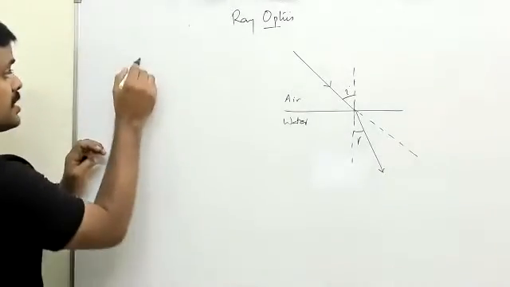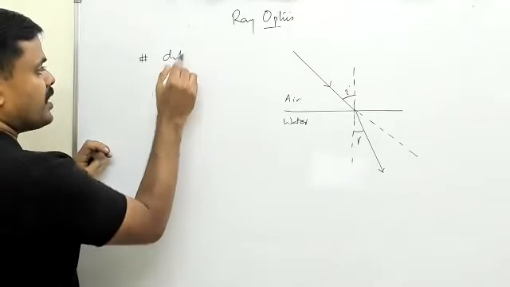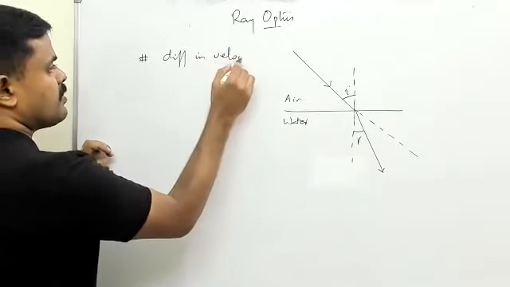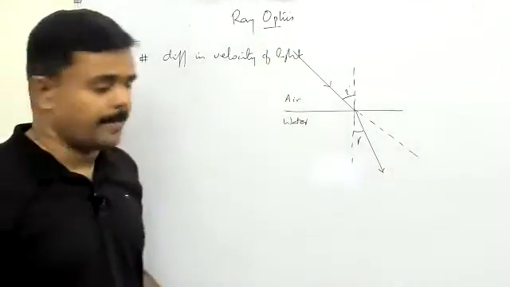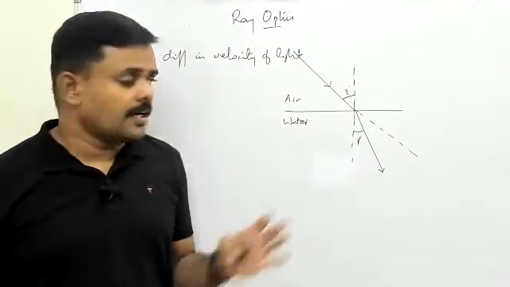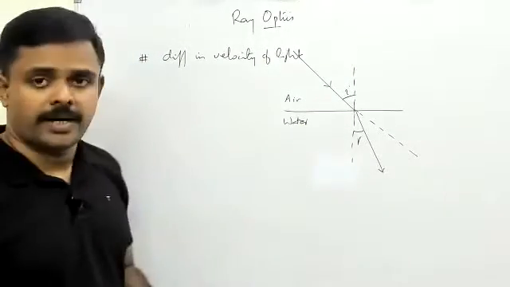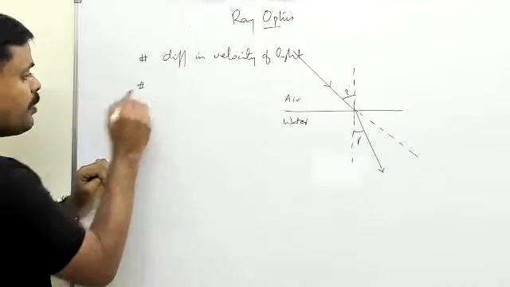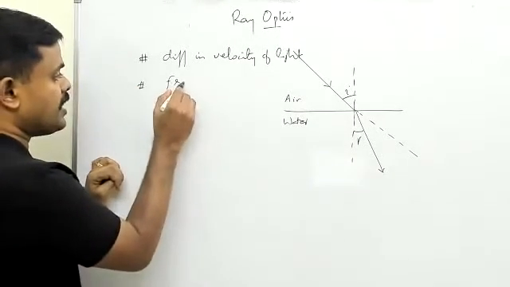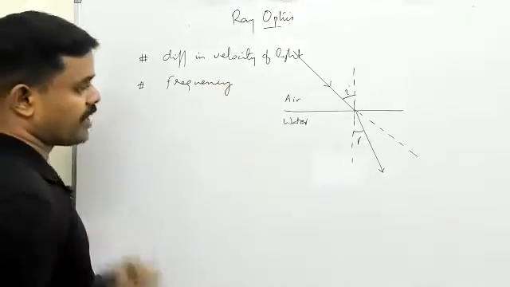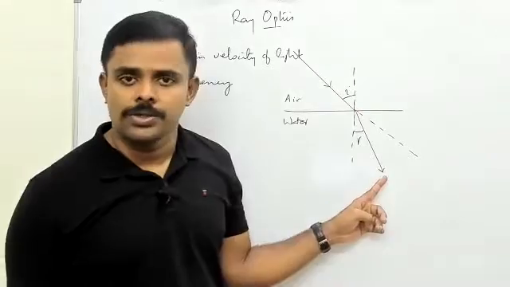And what is the reason for this refraction of light? Refraction of light happens because of the difference in velocity of light in different media. Light travels with different velocities in different media. This is the basic reason for light to undergo refraction, the phenomenon of refraction. Okay, that is point number one. Point number two, upon refraction, there is only one thing that remains unchanged. Frequency remains unchanged during refraction. So if the incoming frequency is nu, the frequency in the second case is also nu.